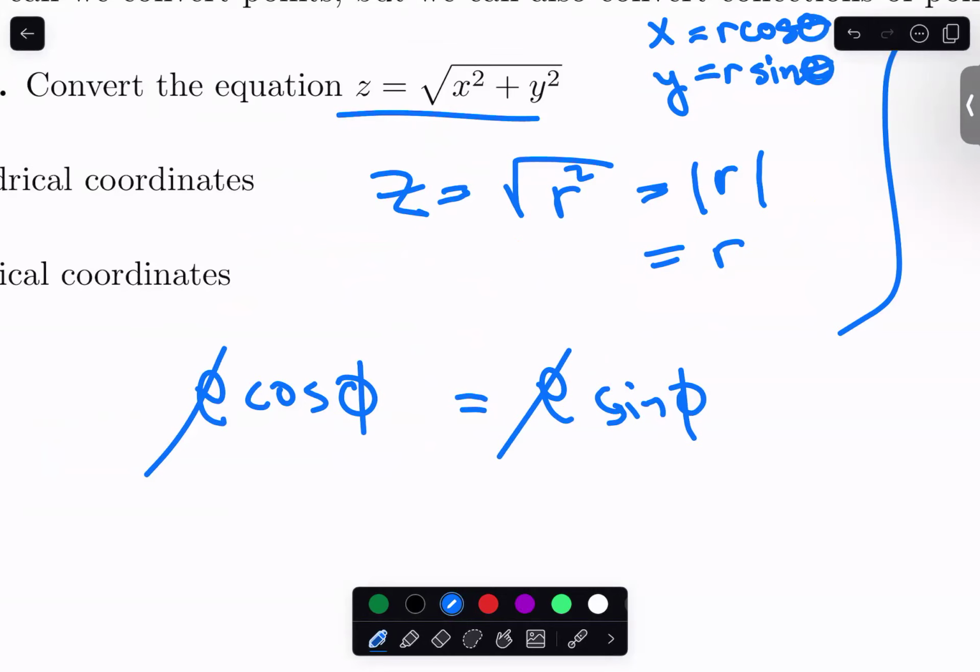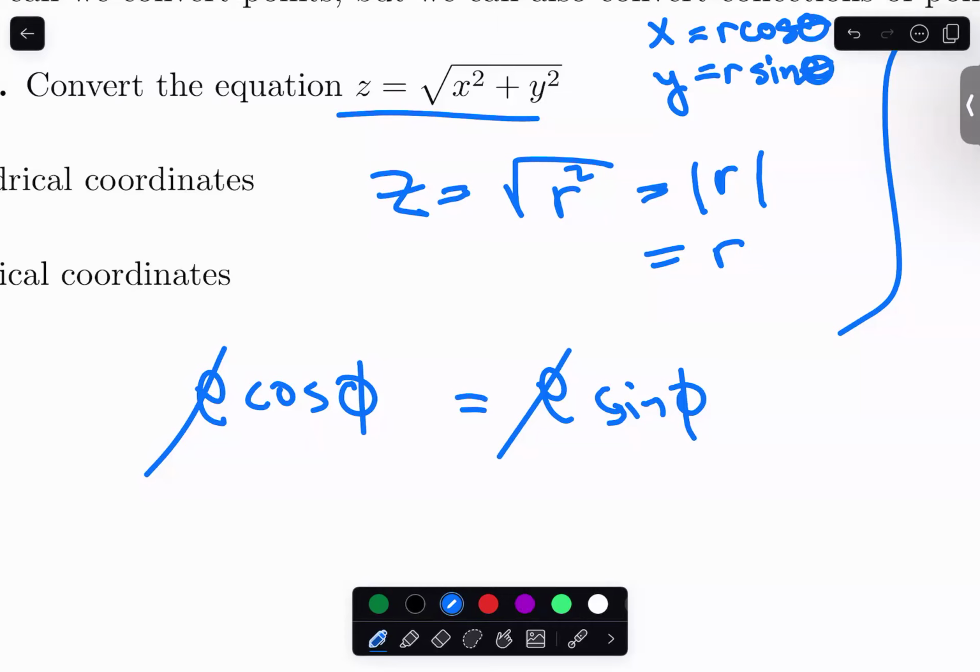Now, phis here typically range from 0 to pi. Thetas usually range from 0 to 2 pi; they go all the way around. But phis, remember, go from straight up to straight down. So phi equals 0 is pointing straight up, and phi equals pi is pointing straight down. So while theta has the full range of 0 to 2 pi, phis have the range from 0 to pi.